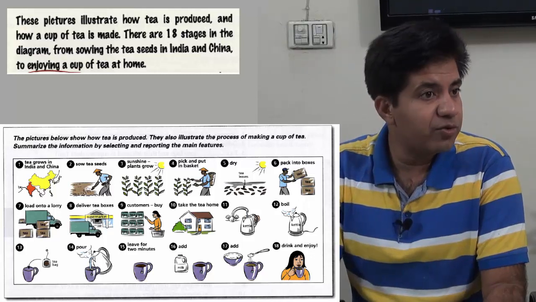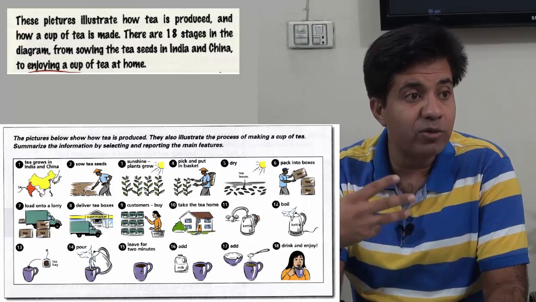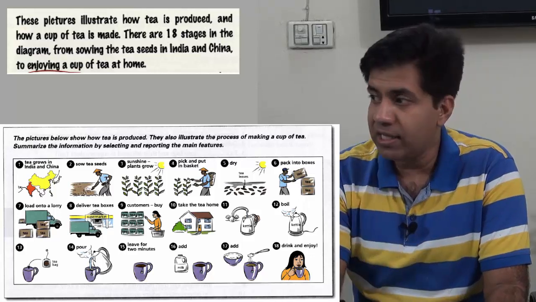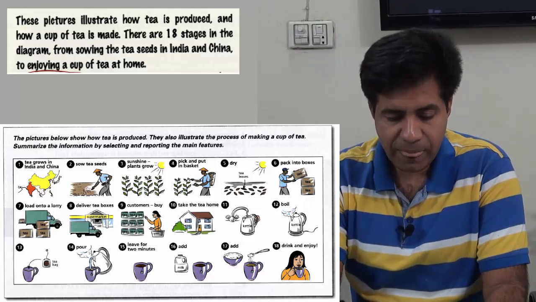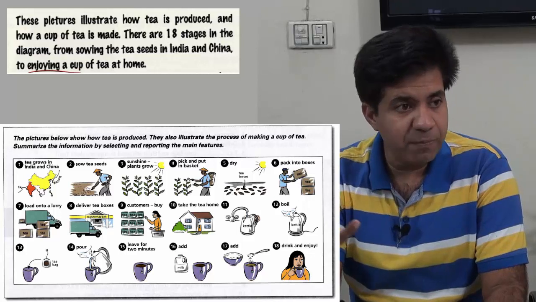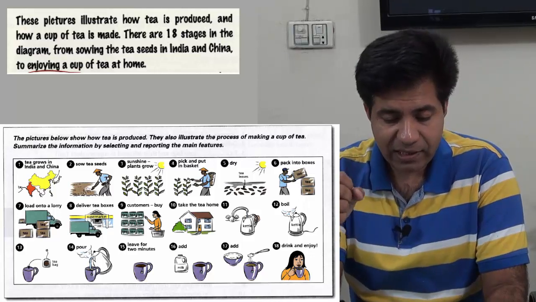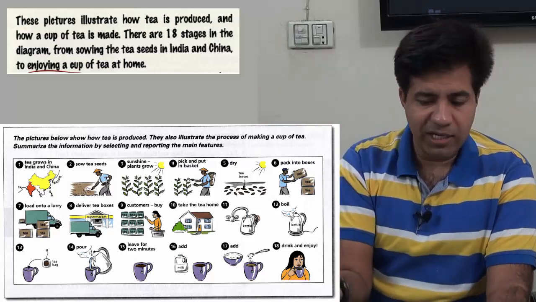Page 103, got it? So step 1 is tea is grown in India. Now you can use tea is grown. Tea is grown is passive voice. Tea grows is active voice. Then sow tea seeds. The farmer or the people, they sow tea seeds. Then sunshine, plants grow. The plant gets the sunshine, it grows.